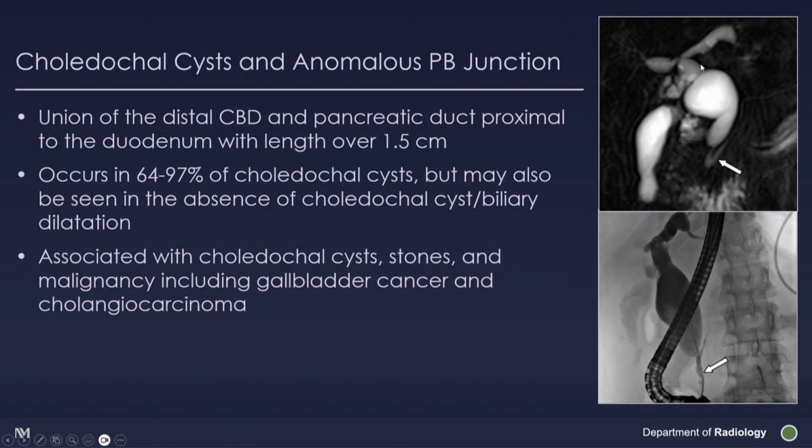So the first thing I do is when I see that there's massive duct dilatation in the common bile duct, for example, I start to look for what's referred to as anomalous pancreatic biliary junction, which is basically a common channel of the pancreatic duct and the distal common bile duct, as illustrated here. Depends what you read, some places say a centimeter, centimeter and a half, but it occurs in a large percentage of this type 1 choledochal cyst, and sometimes it's hard to see it, and sometimes they have to do an ERCP to confirm it. But if you look closely, sometimes you'll see it. And it's associated, as I mentioned, with choledochal cysts, stones, and even malignancy, including gallbladder cancer and cholangiocarcinoma.